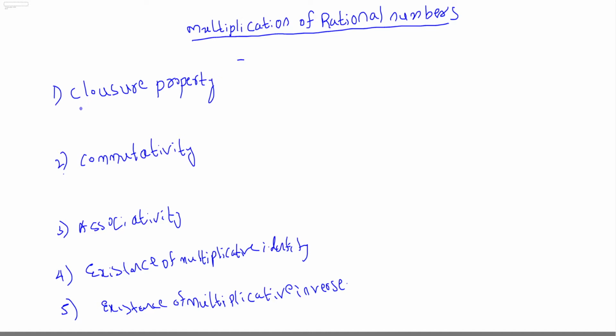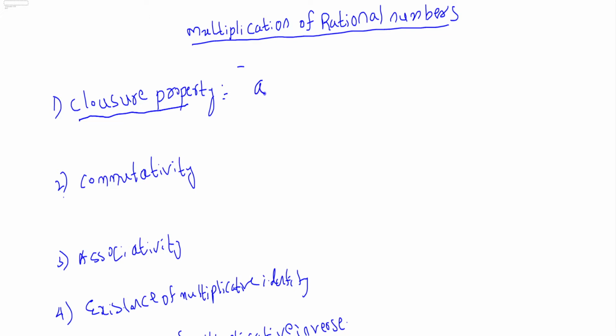Very simple in closure law. First one is closure law, which means, if you multiply two numbers, whatever result x we get is also a rational number. If whatever product you get is also a rational number, then the multiplication has the closure property.